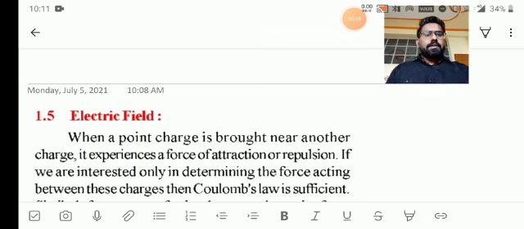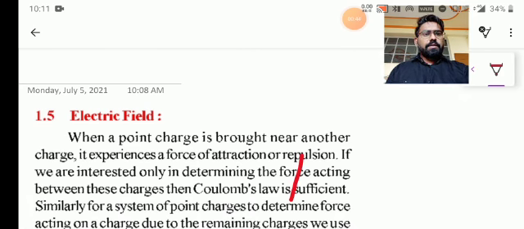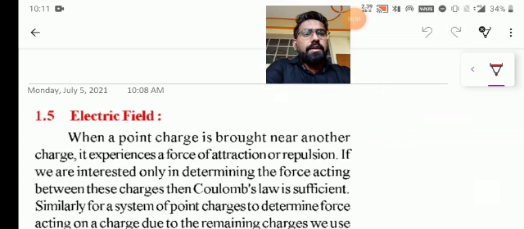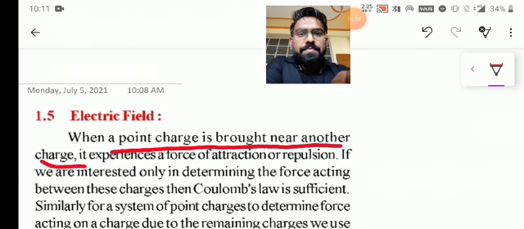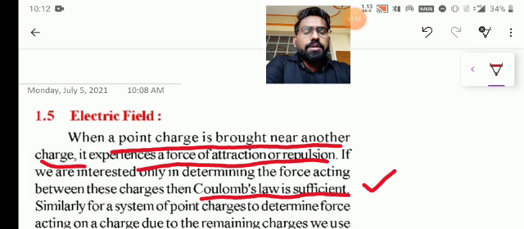Electric field is regarding when a point charge is brought near another charge, it experiences a force of attraction or repulsion. We all know that, but if we are interested only in determining the force acting on the charges, then Coulomb's law is sufficient, because according to Coulomb's law we can easily find the force. But if you want to know the capacity or the intensity of the electric force, then it is determined by the electric field.